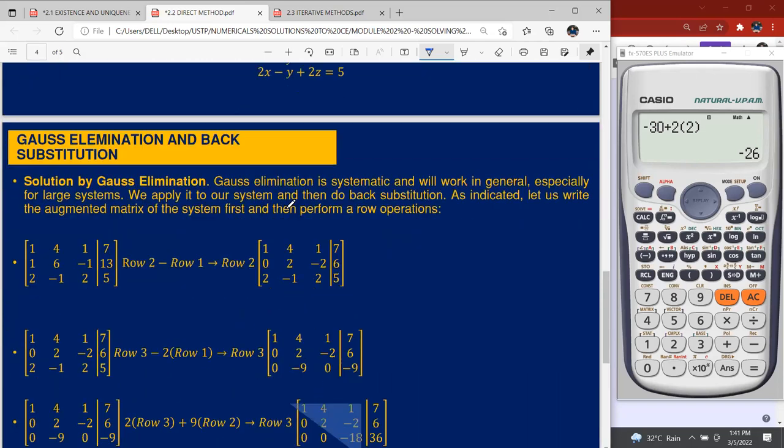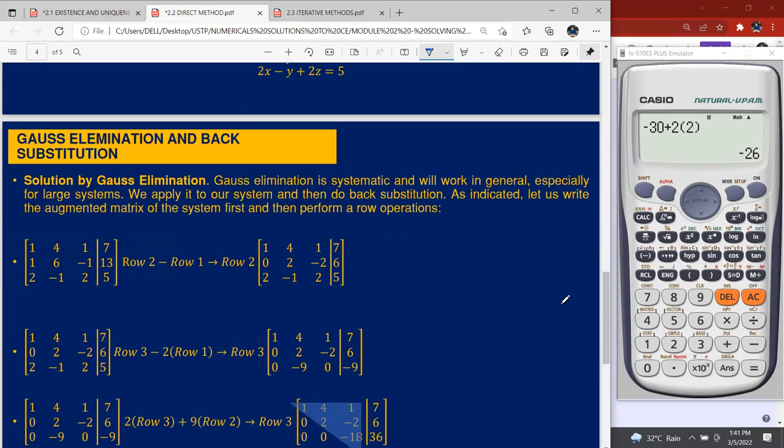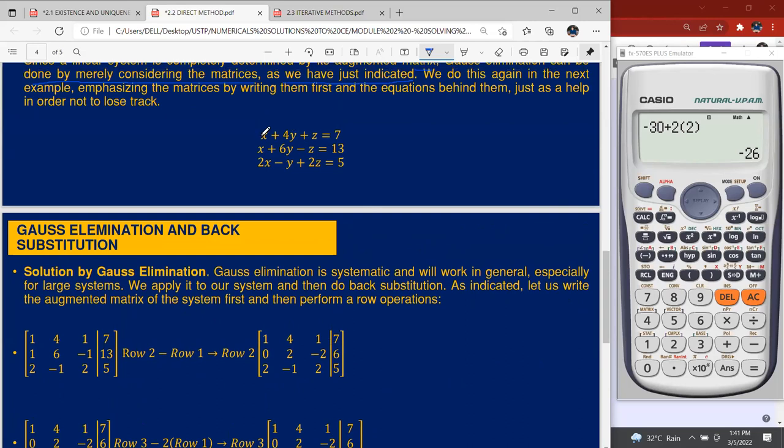The first solution by Gauss elimination, no? This one, so i-augment natin siya. Itong pa-on yung augmented matrix, so we have, no? Yung coefficient ni x is 1, coefficient ni y is 4, coefficient ni z is 1, and 7. Next, para mahimo ni siyang 0, i-subtract natin si row 2 minus ang row 1. Okay? Row 2, ang operation natin, row 2 minus row 1 to row 2. So pasabot, row 2 ang mausab.